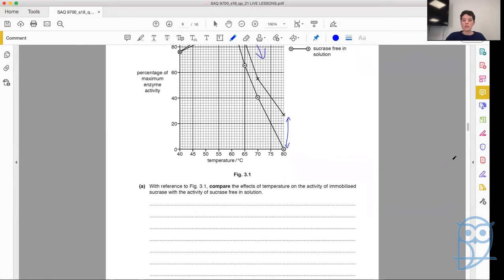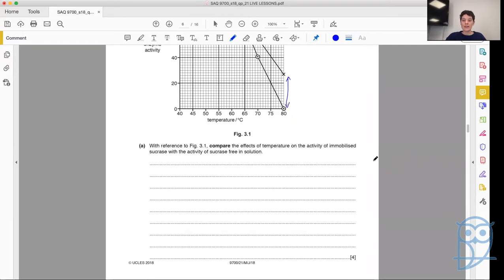With reference to figure 3.1, compare the effects of temperature on the activity of immobilized sucrase with the activity of sucrase free in solution. And this is now 4 marks. So this is a question requiring proper attention to detail, and we have only a few minutes left here, so we shall continue this in our next past paper question lesson.